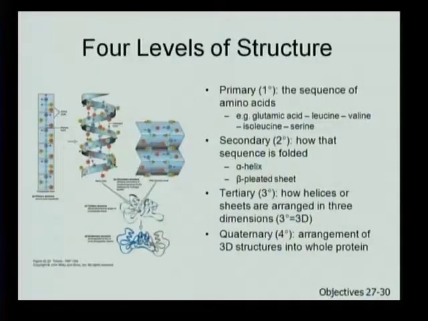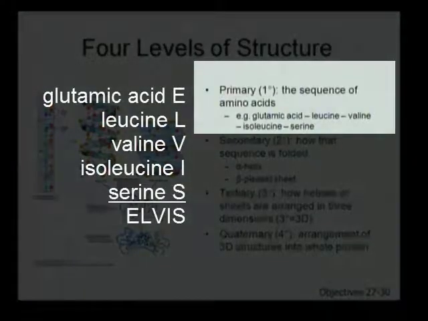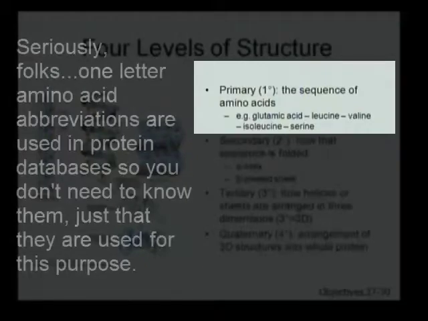Well, there's 4 levels of protein structure. There's primary structure, which is the sequence of amino acids. For example, glutamic acid, leucine, valine, isoleucine, serine. The 1-letter abbreviations for those amino acids are E, L, V, I, S, and so that makes Elvis.